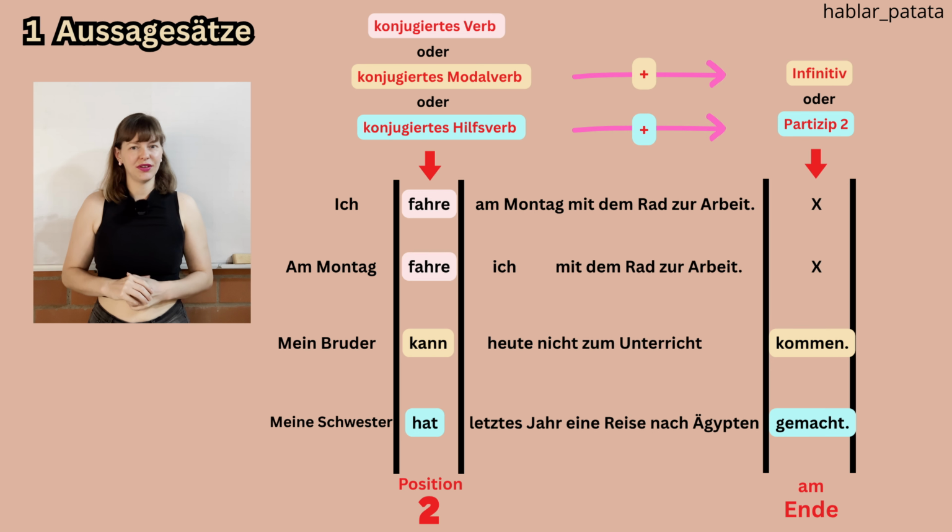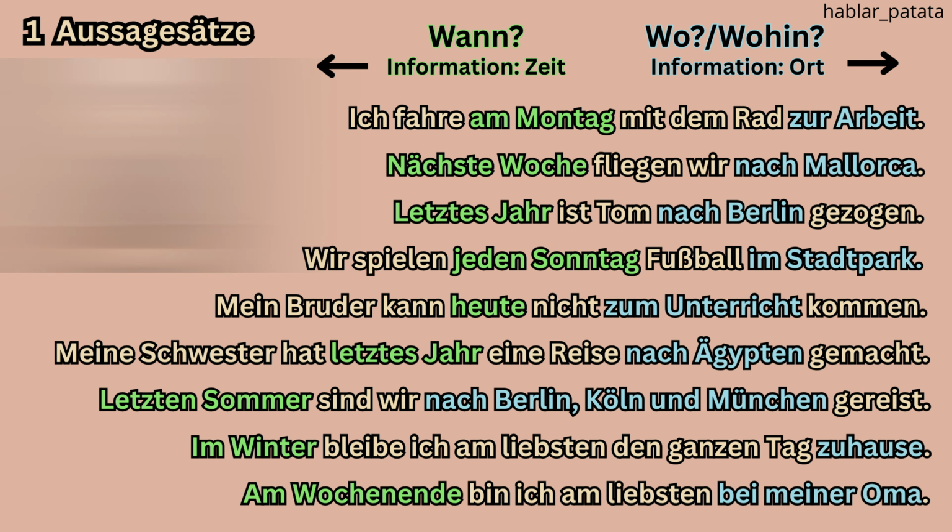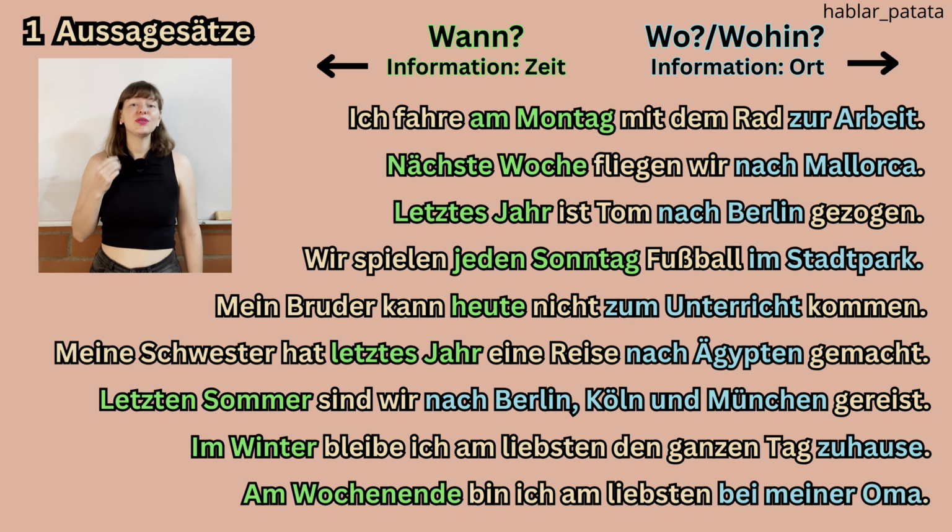But I have a little extra tip. The information about the time is usually located in the first position or relatively early in the sentence, while the information about the place tends to come at the end, unless we want to emphasize something.